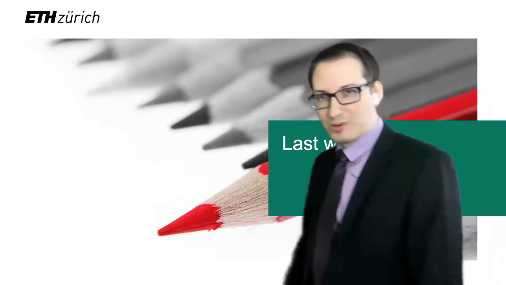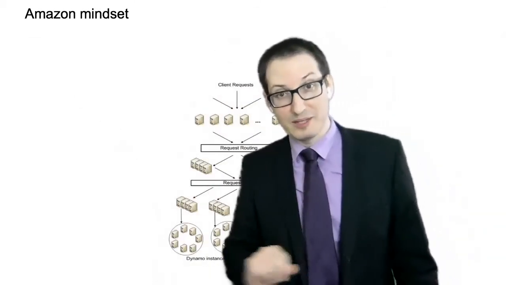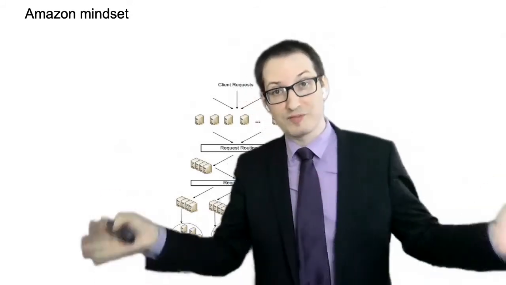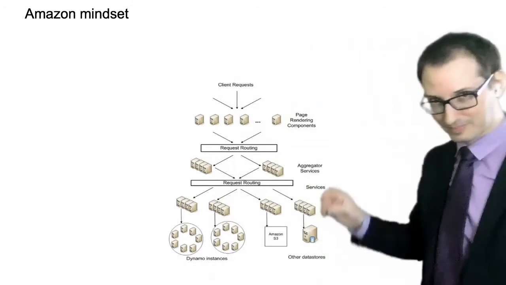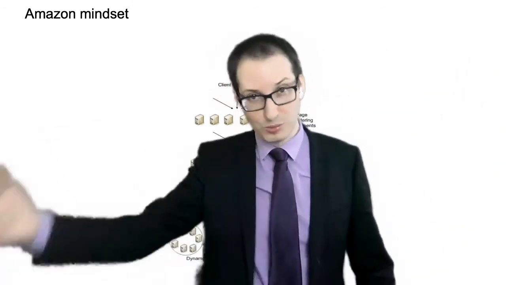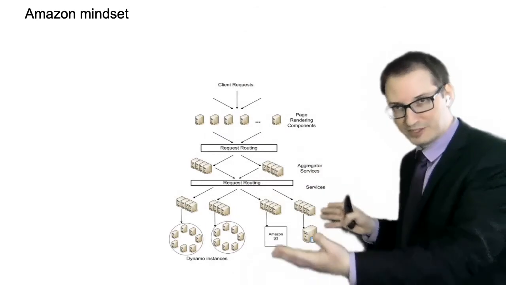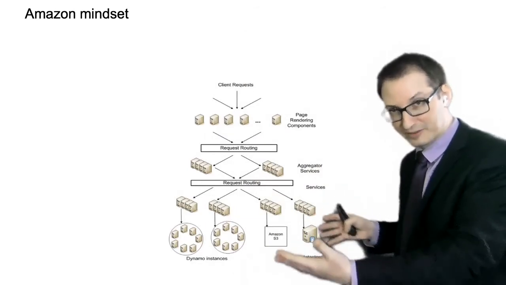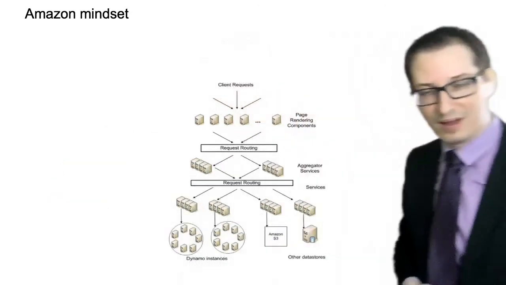Okay. So a few last words to finish with. In the Amazon mindset, as they explained in the paper, they have hundreds of services, maybe dozens. Okay, maybe 100 now. It's probably in the hundreds. Amazon Dynamo, Amazon S3, Amazon EC2, and so on. And you just combine these services with each other in order to build your service or your website, right? So it's really off the shelf. You have all these services that you can use and combine at will.